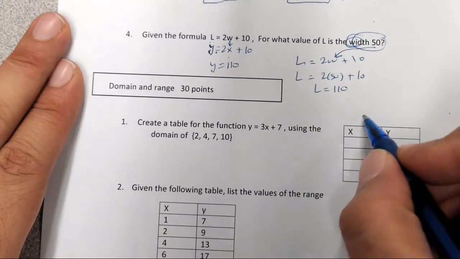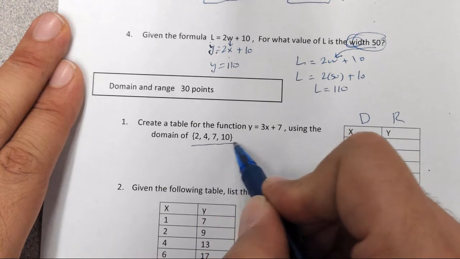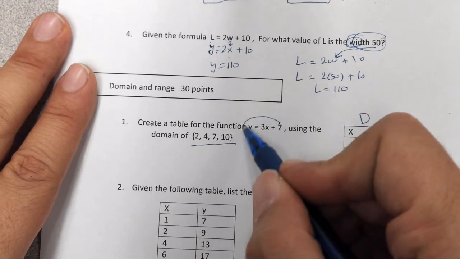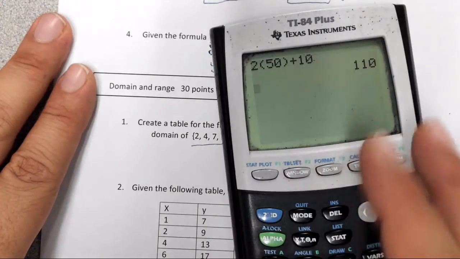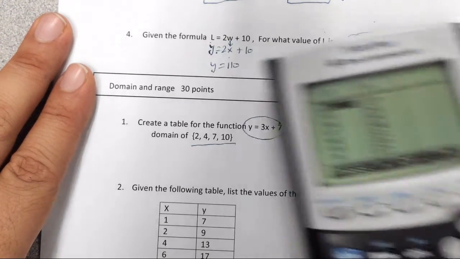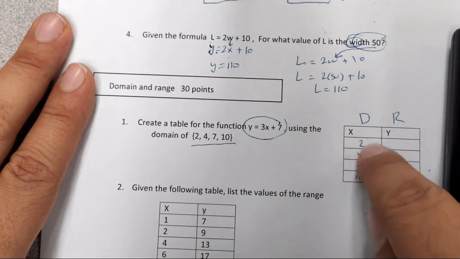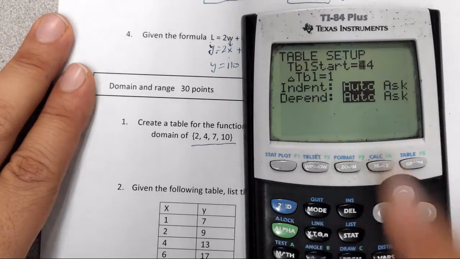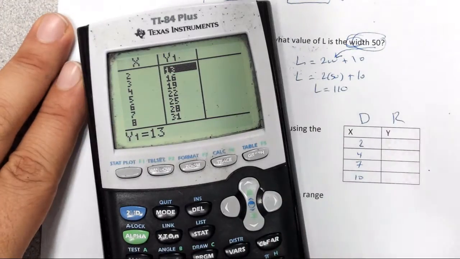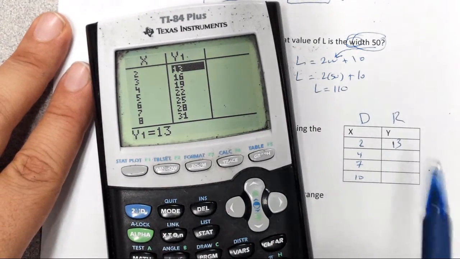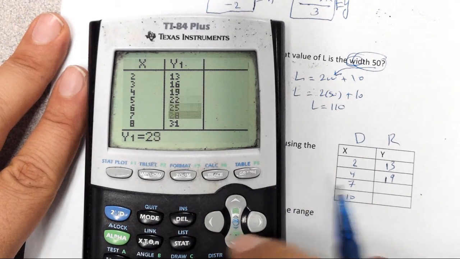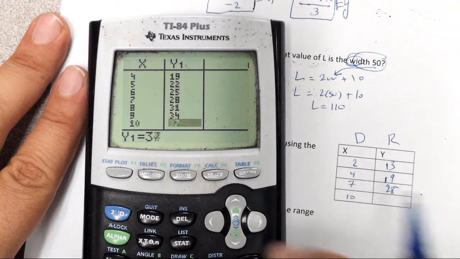For domain and range, when I grow up, I want to be a doctor. So when they say the domain is 2, 4, 7, 10, that goes right here. And they say you have a y equal to, so we're going to go to the calculator and go to y equal to. Once we do that, what we're looking for is where x value is 2. So there's the x value, there's the 2, the number in front of it is 13. X value 4. That's 19. 7 is 28. 10 is 37.